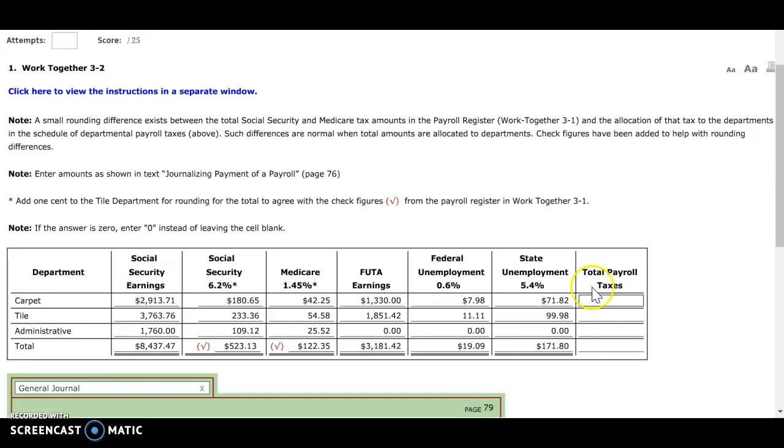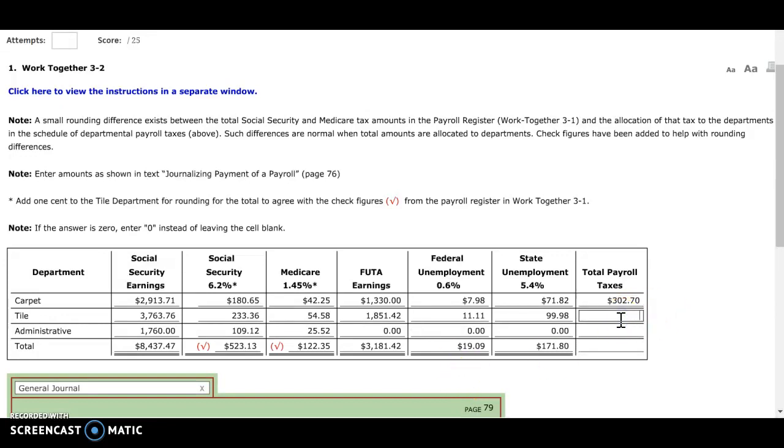So we need to add up our payroll taxes. Don't add in your earnings. Make sure that you're adding just your taxes. So Social Security plus Medicare plus federal unemployment plus state unemployment. Okay, I should get $302.70.